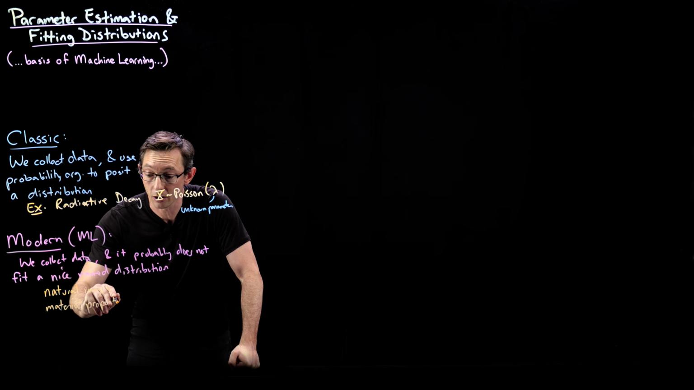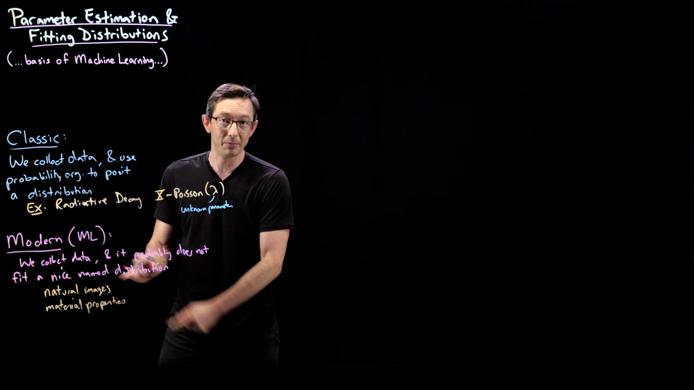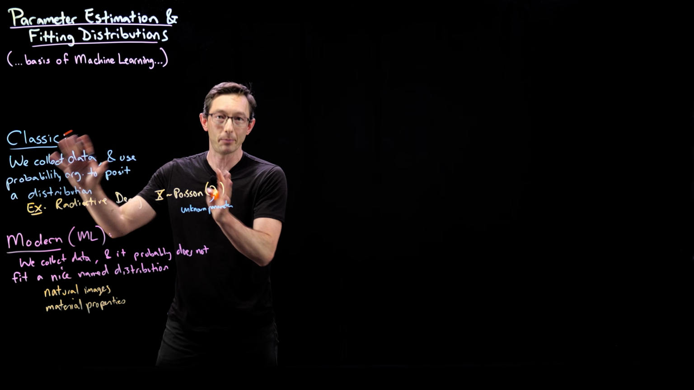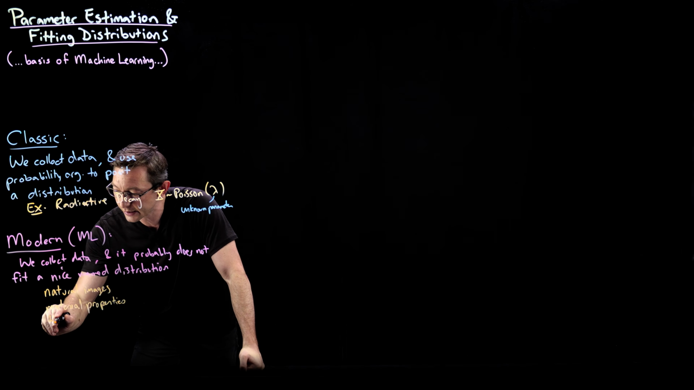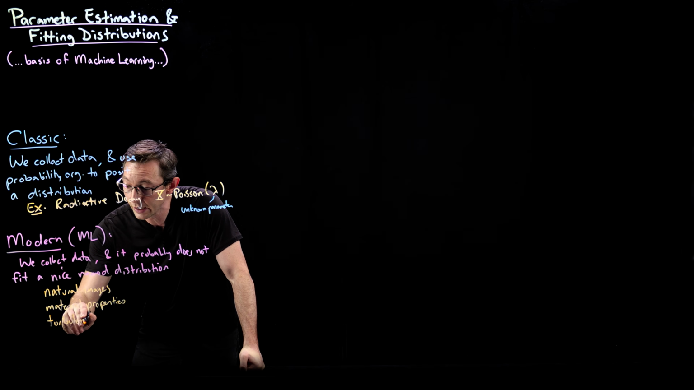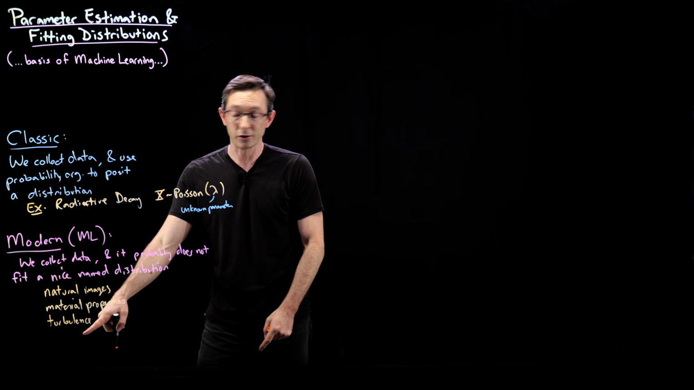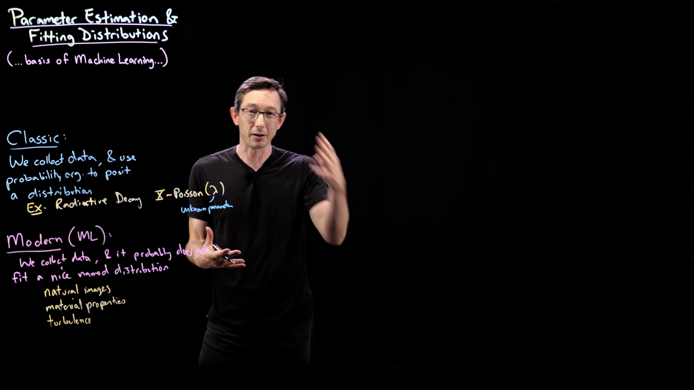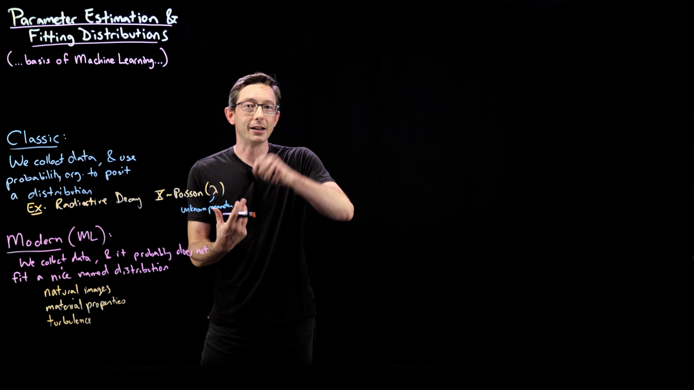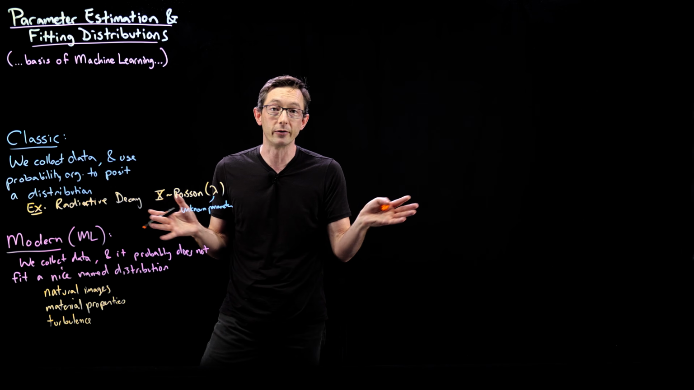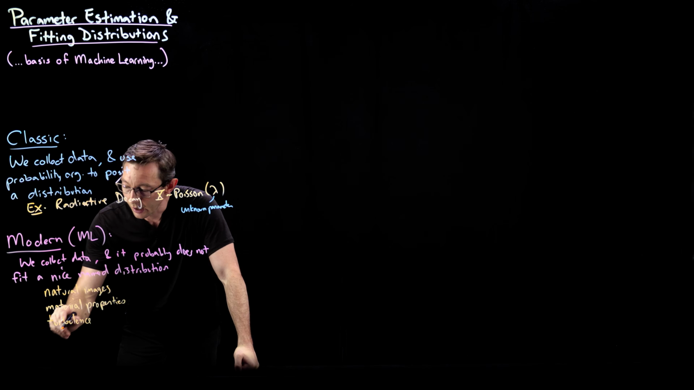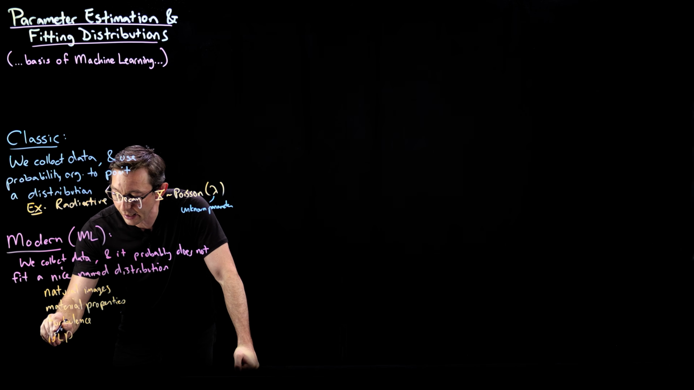There probably are PDFs that describe these data, but they're probably not named distributions that we have learned out of our textbook. Turbulence is another good example. We know that there is a probability distribution for turbulence. You can kind of measure and plot it, but it's hard to write down a named distribution for the distribution of velocities in turbulence, natural language processing, and so on and so forth.